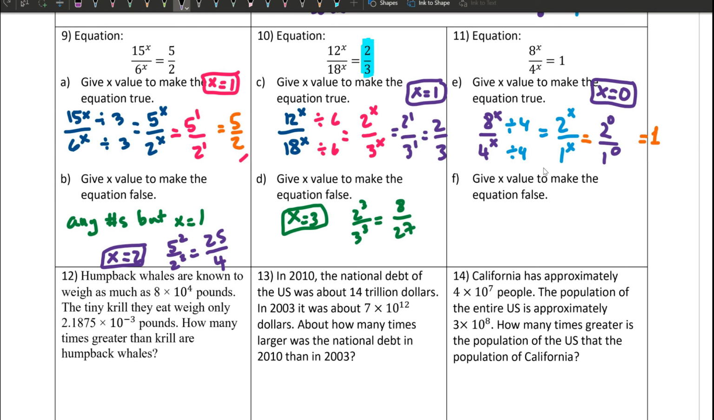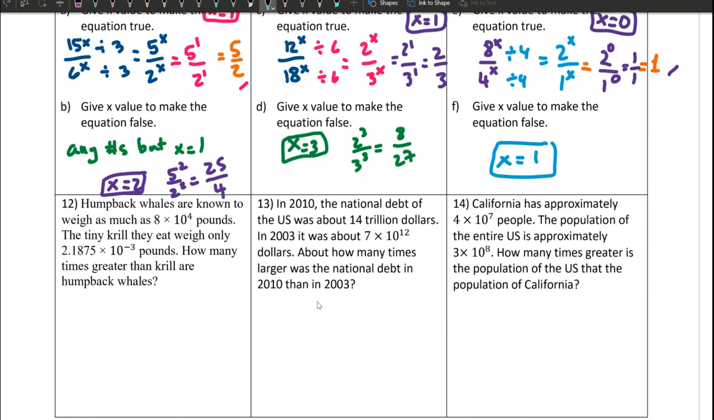which, earlier in example 1, one of those sets of problems, you were dealing with 5 to the 0, which gives you 1. It is similar to this. 2 to the 0 is 1, over 1 to the 0 is 1. 1 over 1 is 1. Okay. Give the x value to make the statement false, so that will be any number but 0. So let's say x equal to 1 as the answer.